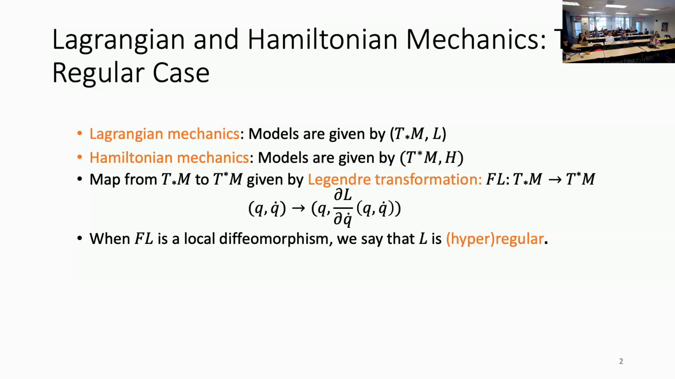Now, importantly, we can define a map from the tangent bundle to the cotangent bundle given by what's called the Legendre transformation, which in a coordinate-dependent form takes you from a point in the tangent bundle, represented by position and velocity variables, to a point in cotangent space that has the same position but the corresponding canonical momenta, which is just the derivative of the Lagrangian with respect to the velocities at that point.